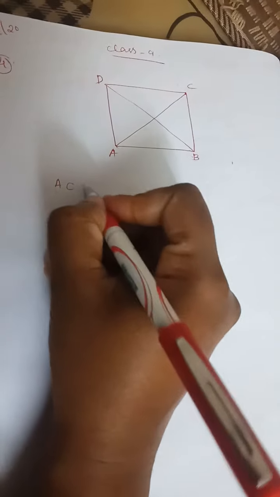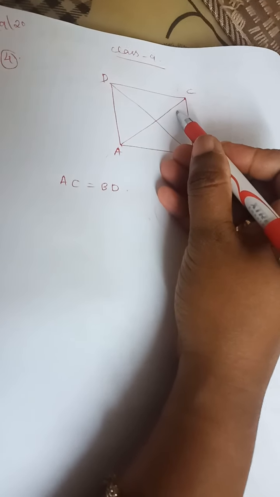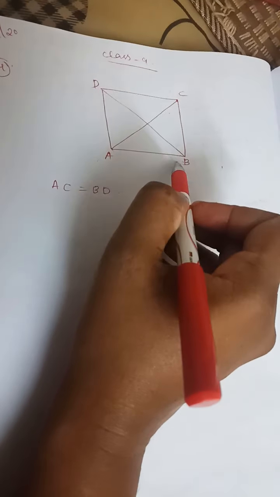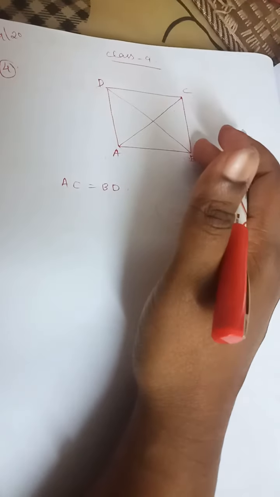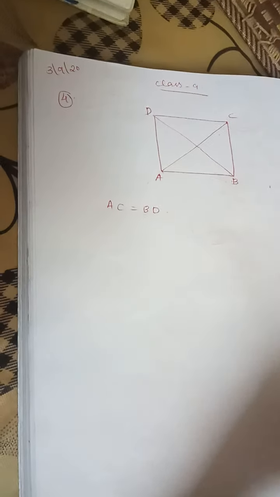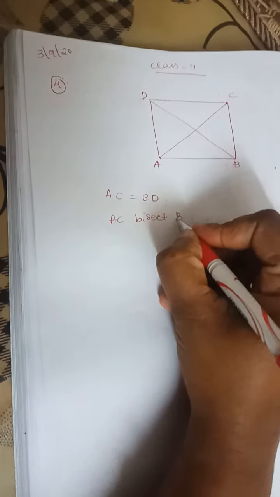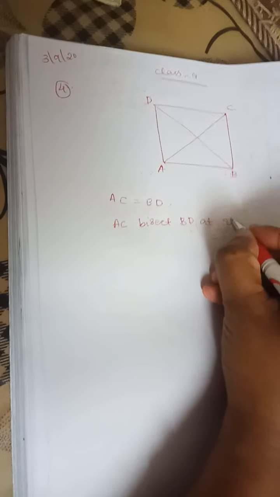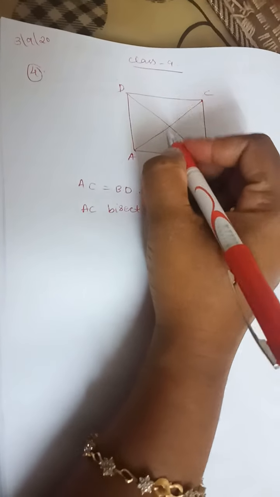So we have to prove first AC is equal to BD. This we have to prove. Again, they bisect each other. Bisect each other means AC is bisecting BD, that means it is dividing BD into two equal parts. We have to prove that. Again, they bisect each other at right angles. So we have to prove that AC bisects BD at right angle. That means it is making 90 degrees in the center.